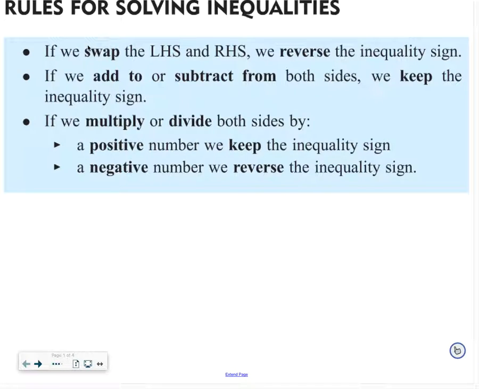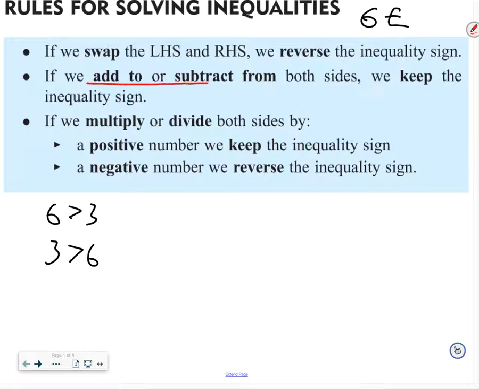These are rules for solving inequalities, section 6E. If we swap the left and right hand sides, we need to reverse the inequality. So if we have 6 is greater than 3 and we want to write 3 first, it's going to be 3 is less than 6. Make sure that they're facing towards the same numbers as it was before.